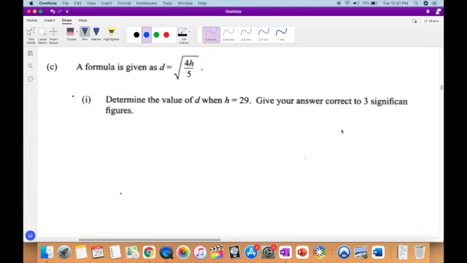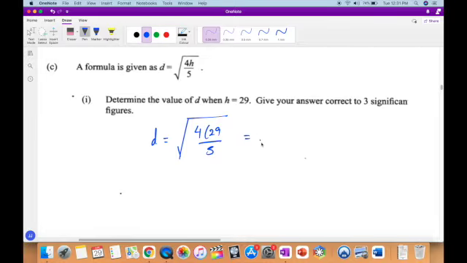A formula is given as d equals the square root of 4h over 5. Determine the value of d when h is 29. Give your answer correct to 3 significant figures. Well, this is a simple substitution, so d will be equal to the square root of 4 times 29 all over 5. So 4 times 29 first, divided by 5, gives us 23.2.